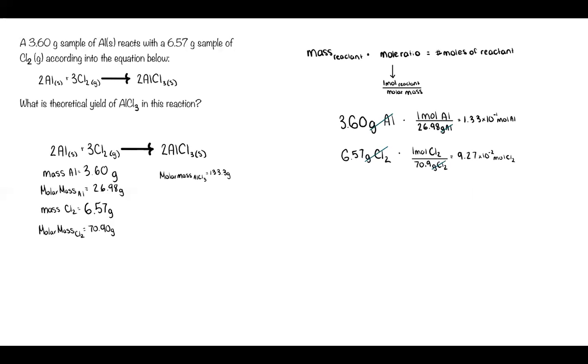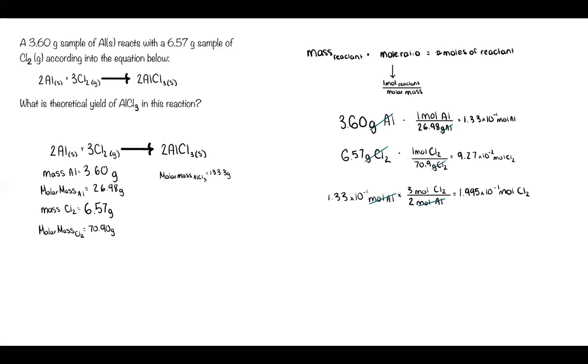Now that we have done that, we can find our limiting reactant using mole ratios. I will only be showing one method to do this, but there are multiple methods to find a limiting reactant. The chosen method uses a mole ratio between aluminum and Cl2, so we can determine how much Cl2 we need to fully consume all the moles of aluminum, which in our case is 1.33 times 10 to the negative 1.